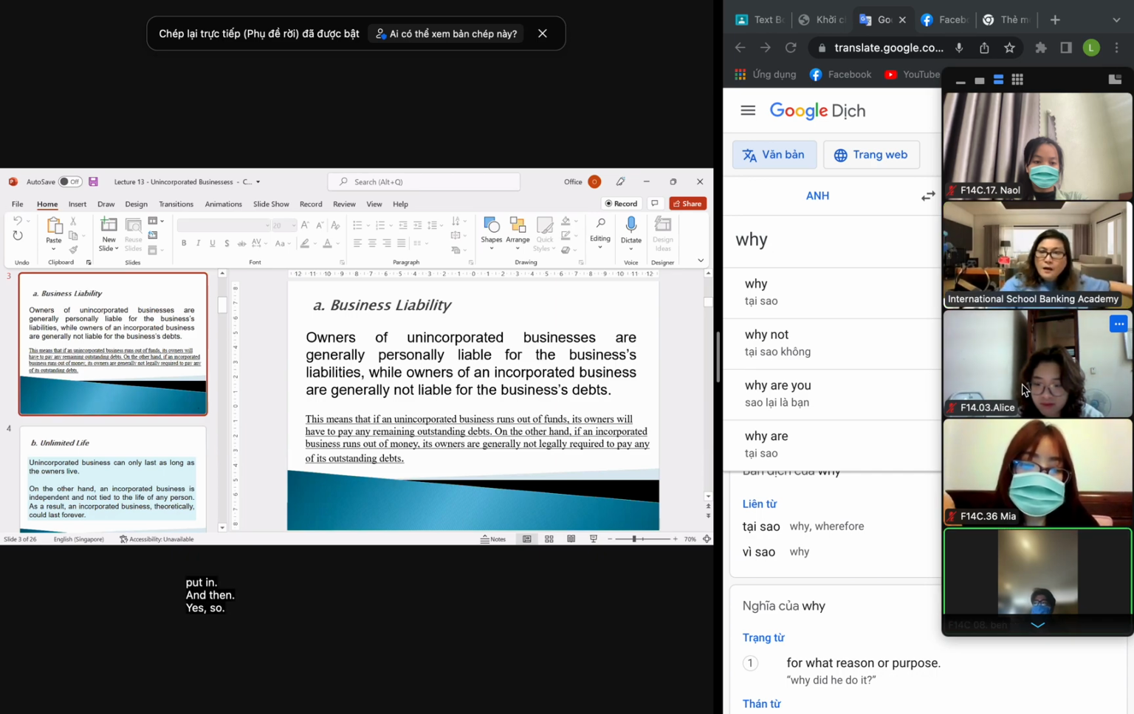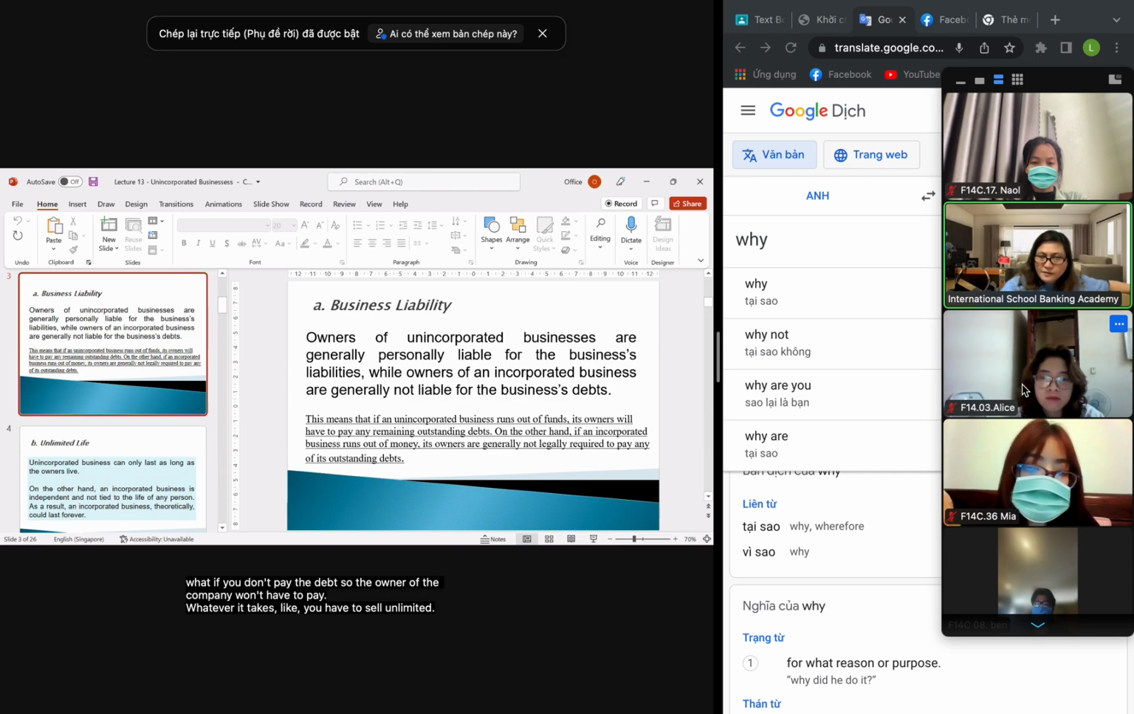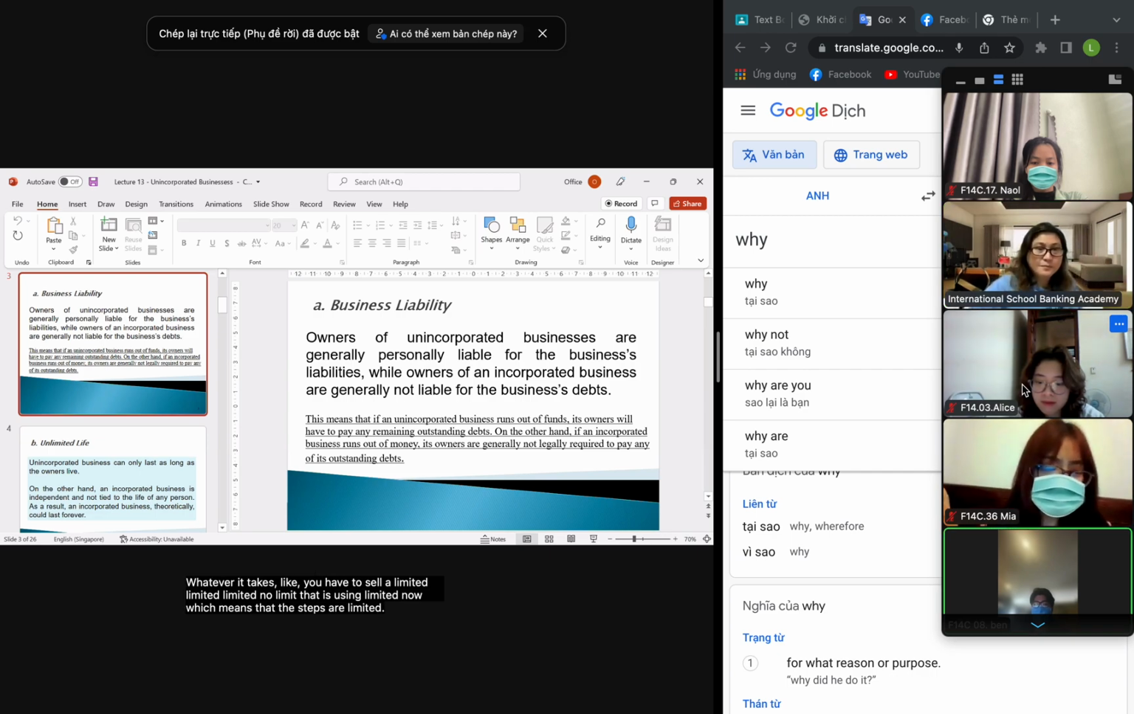Yes. So with limited liability, if you don't pay the debt, the owner of a company has to pay it, whatever it takes, like you have to sell. Are you talking about limited or unlimited? Limited. No, limited means that the debts are limited, which means the owners no need to pay the debt. The owners with unlimited liability have to pay the debt, and the shareholders with limited liability do not.